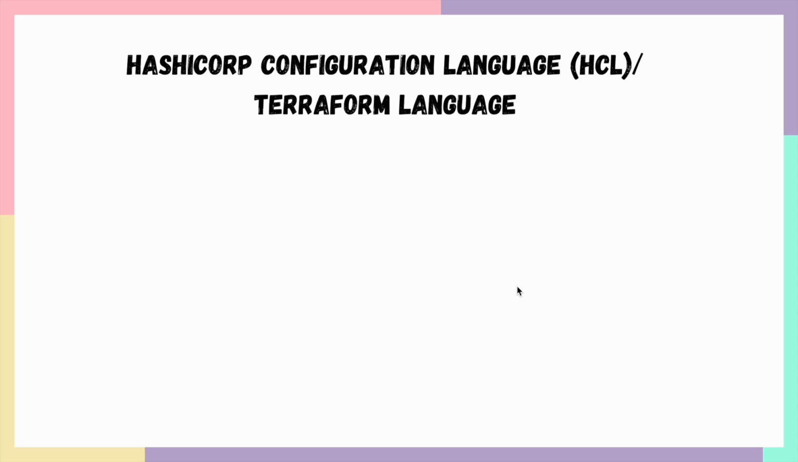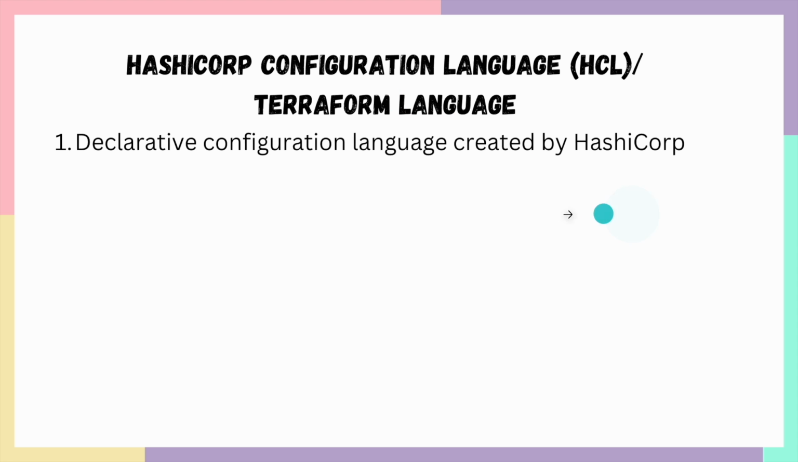Now let's take a look at the HashiCorp configuration language, also called the Terraform language, and see what its features are, what the syntax of this language is, and how to write your code using it. This is a declarative configuration language created by HashiCorp. What is the meaning of declarative? It means that we do not specify any logic or process of how the resources will be created. We just declare the resources that we need in a configuration language, and these resources will be created by Terraform. That is the meaning of a declarative language.